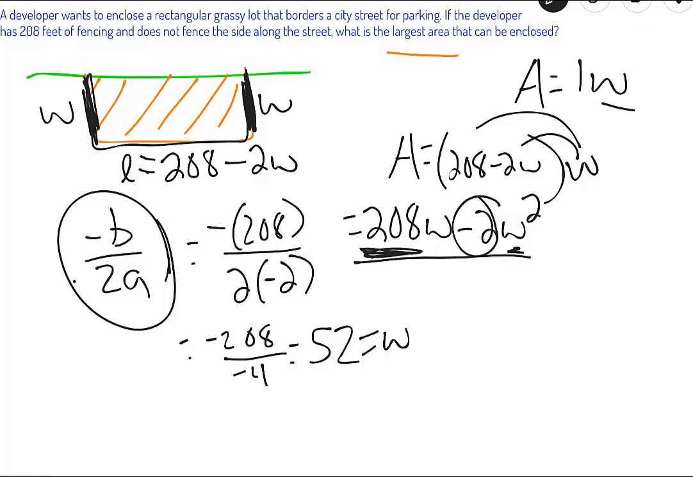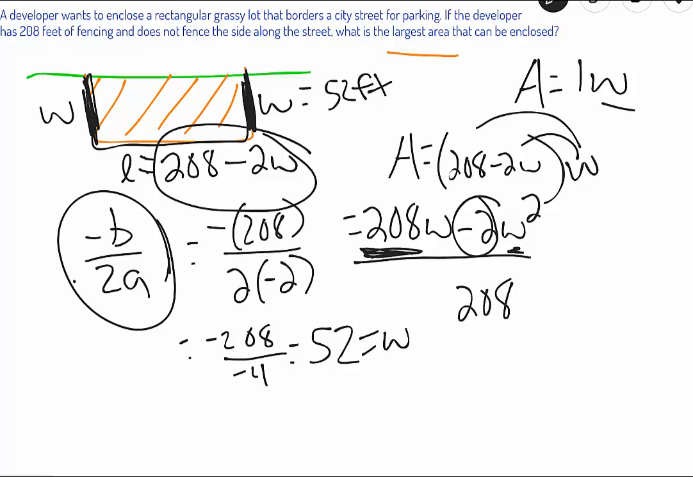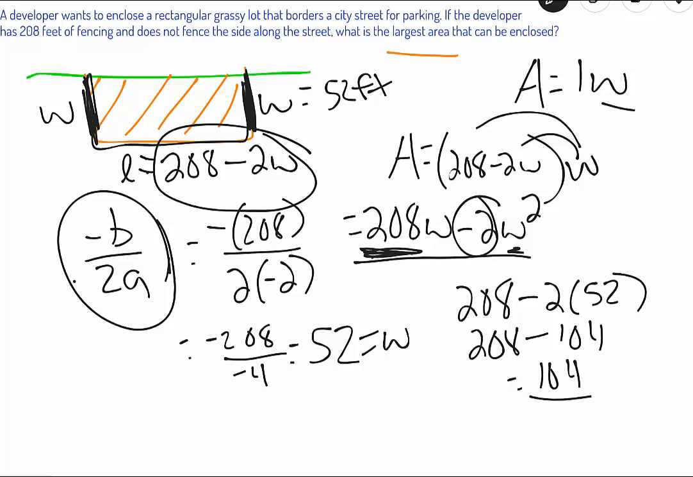That means our width will need 52 feet of fencing, which means in order to find our length here, we just need to plug it into our little length formula that we created. So 208 minus 2W, when we know W is 52, gives us 208 minus 104, which is 104. So that means our width was 52 feet. Our length is 104 feet.